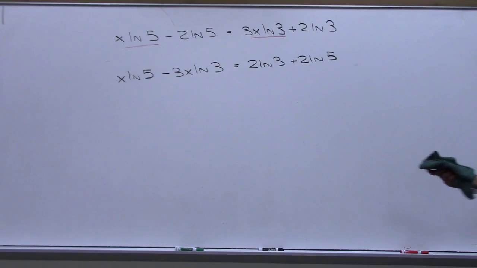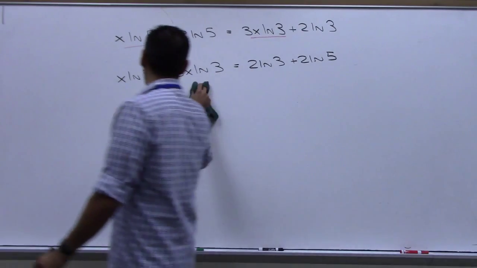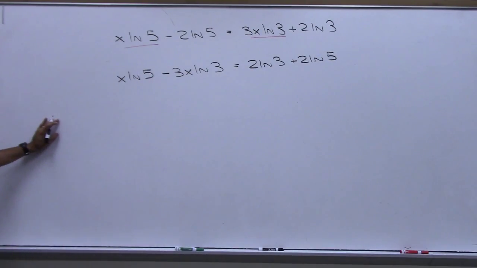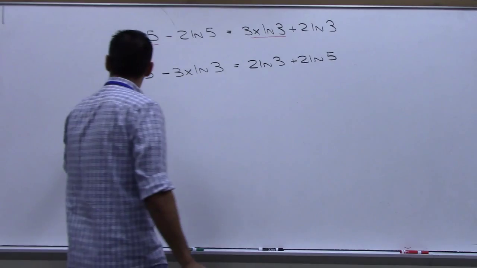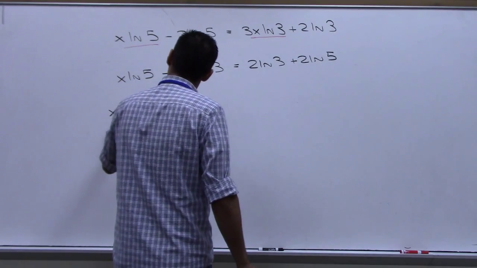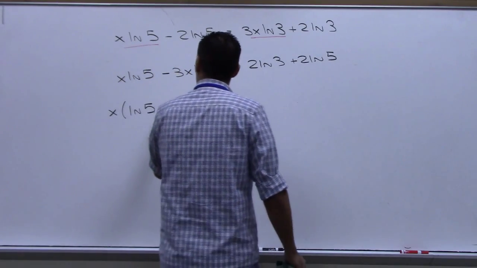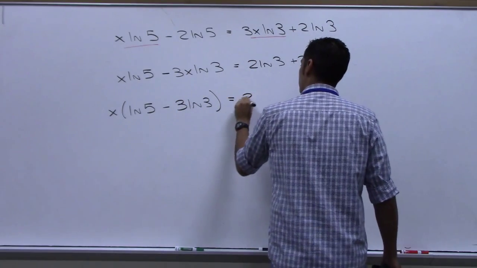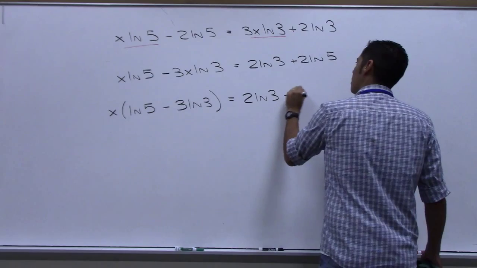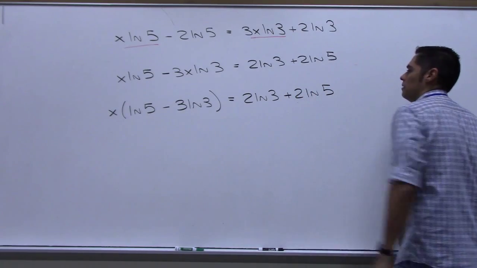Almost. Almost. The whole idea of getting all your x's on one side is so you can factor an x out. These both have an x? Okay, so factor an x out. You'll be left with natural log 5 minus 3 natural log 3 equals 2 natural log 3 plus 2 natural log 5.